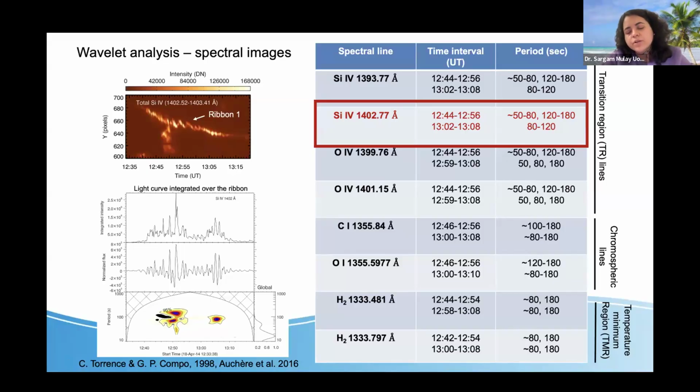So from silicon 4, we identified two different periods during the impulsive phase of the flare, around 50 to 80 seconds, and between 120 and 180 seconds. And during the decay phase of the flare, we have seen the periodicities were around 80 to 120 seconds.